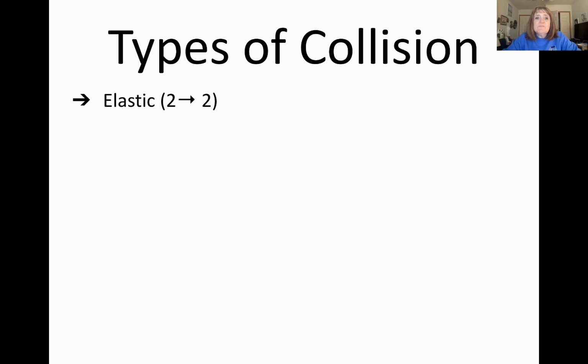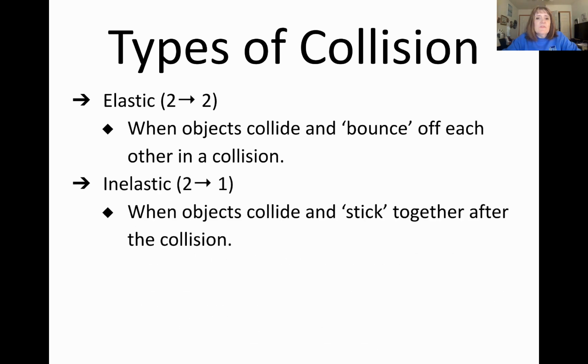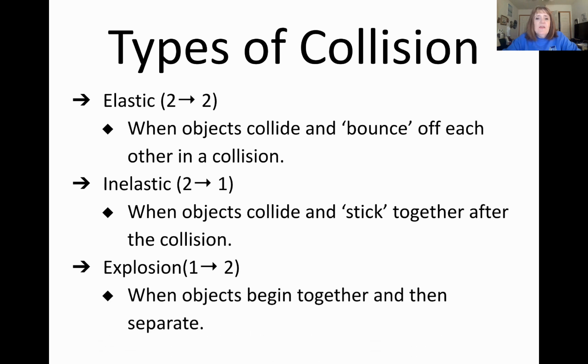There are three types of collisions. Elastic collisions, that are 2 to 2, when the objects collide and bounce off of each other in the collision. Inelastic, that is 2 to 1, when the objects collide and stick together after the collision. And an explosion, that's a 1 to 2, which is also known as a backward inelastic, when the objects begin together and then separate.